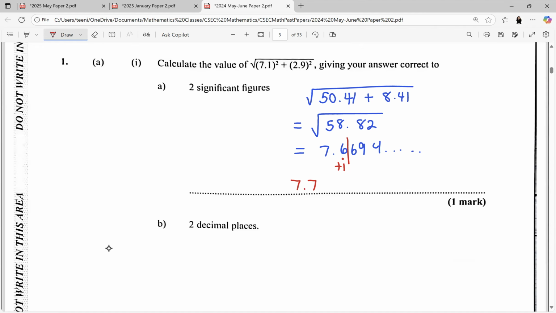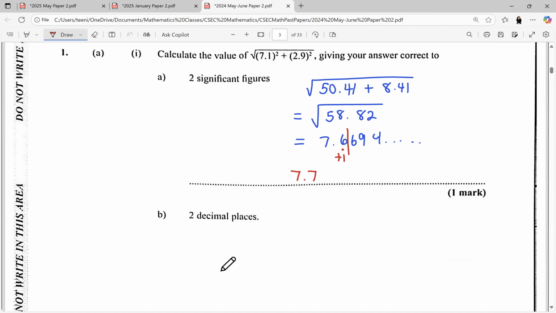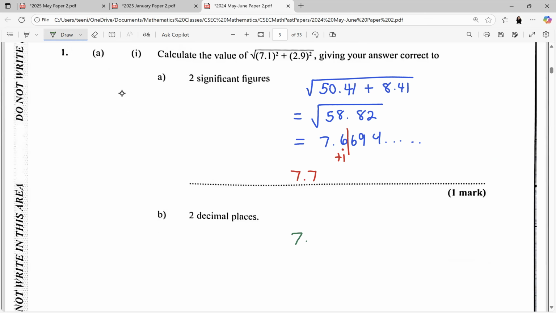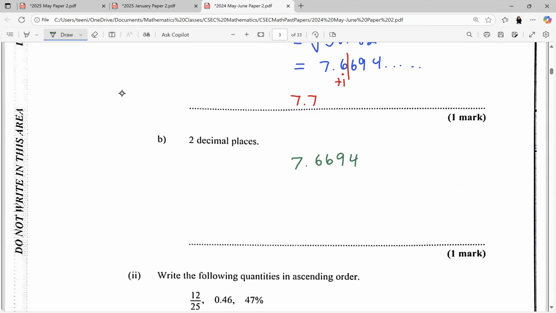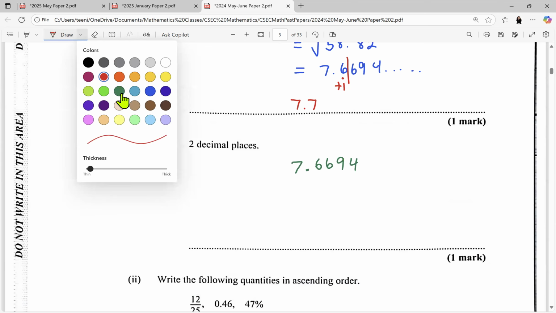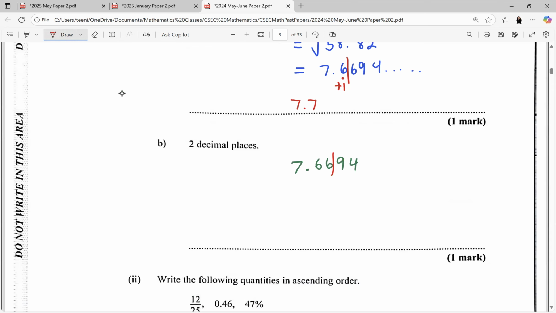Okay, and now it says to round the answer off to 2 decimal places. Faith, which digit is in the second decimal place in the number 7.6694? Which one is in the second decimal place? 6. The first six or the second six? The second one. Correct. So if we have to round it off to the second decimal place, you look at the digit in the third decimal place, and if it's 5 or more, we would add 1 to the sixth. So should we add 1 to the sixth?